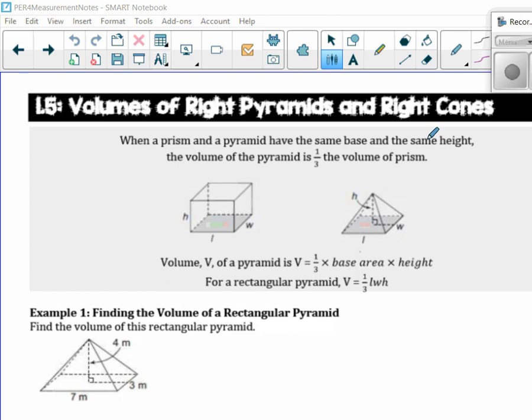A prism and a pyramid have the same base and the same height. The volume of the pyramid is 1/3 the volume of the prism. That's why when I filled the pyramid into the cube, there were 3 times that I could fill it, because the formula is the same except for the 1/3.